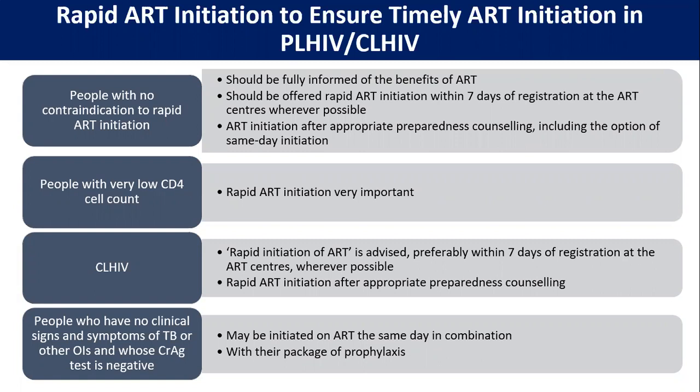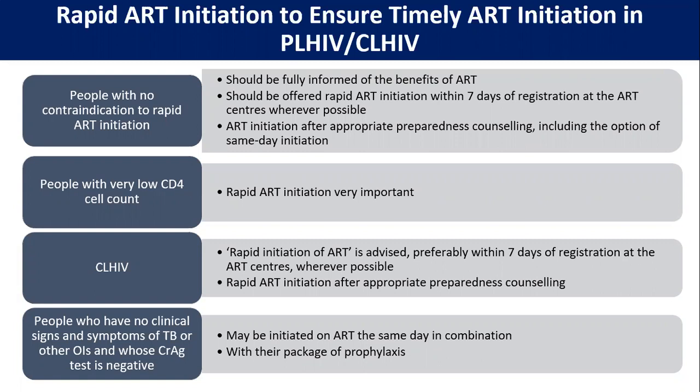People with very low CD4 count should have rapid ART initiation, and it is very, very important for this group of people. And for CLHIV, we know any CLHIV less than 5 years of age is considered to have advanced HIV disease in the absence of ART, even though he is stable. So rapid ART initiation within 7 days of registration, after appropriate preparedness counseling, is very important in children because their caregivers also need to be convinced about the need for early ART and continuation throughout life.